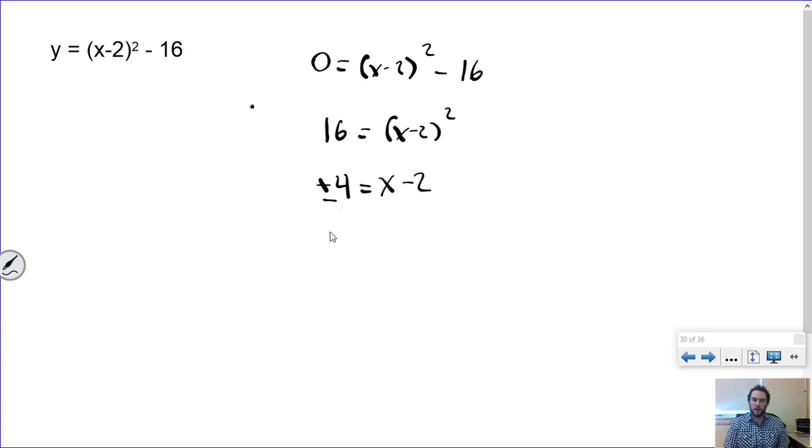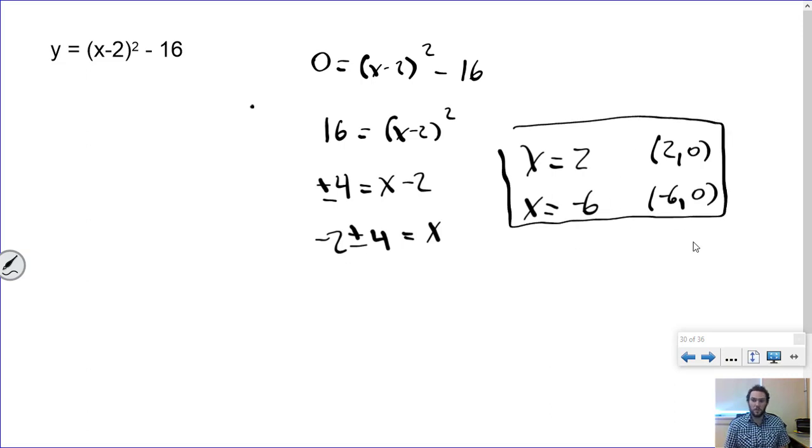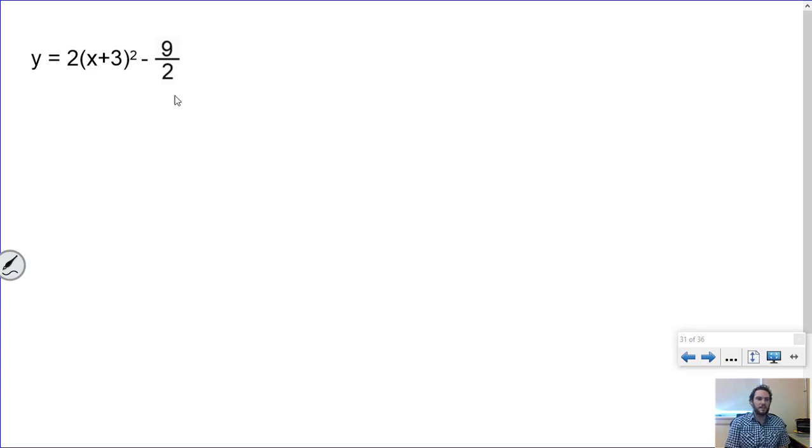Then I take the negative 2 and move it over, so I get negative 2 plus or minus 4 is equal to x. That means x is negative 2 plus 4, which is 2, and negative 2 minus 4, which is negative 6. So I have x-intercepts at (2, 0) and (-6, 0). Make sense? Well, hopefully. All right, next one, B.